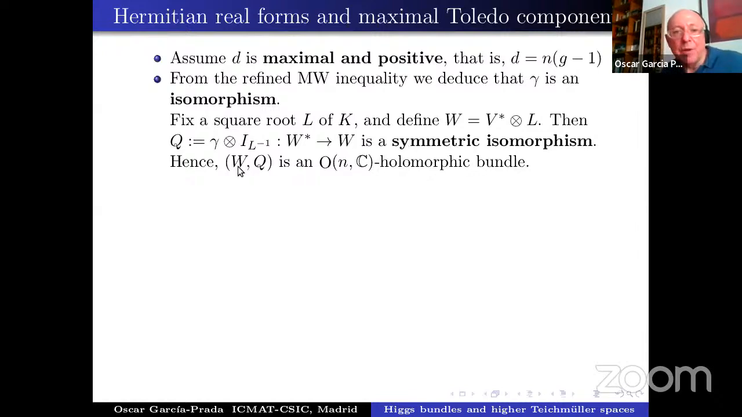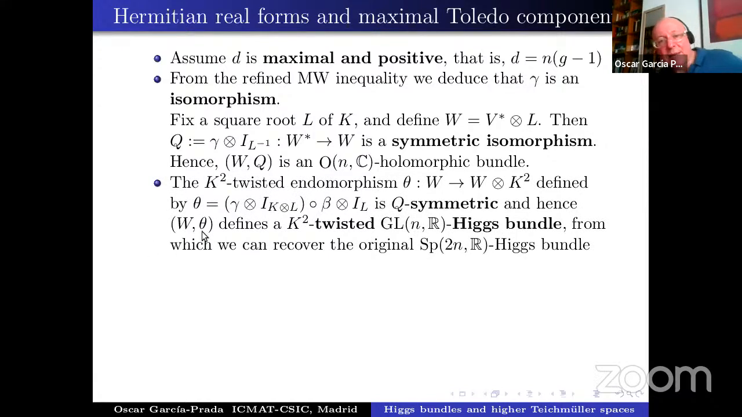So you do have W equipped with Q that morally is really gamma, an orthogonal holomorphic bundle. And now you can express beta in terms of this Q using the isomorphism that we have. Beta now has an avatar as a map from W to W tensor K squared. You think this is like a Higgs bundle now, but it's not twisted by K, it's twisted by K squared.